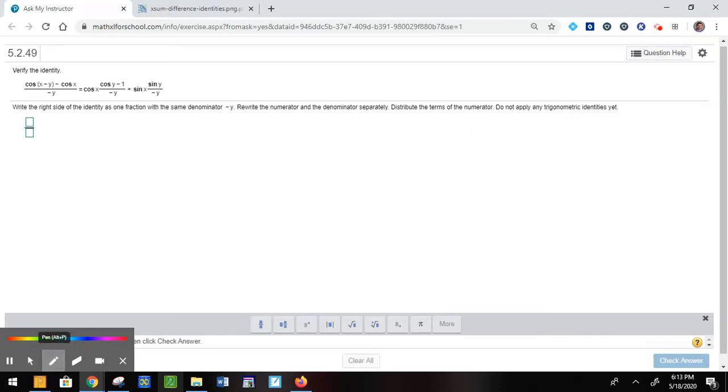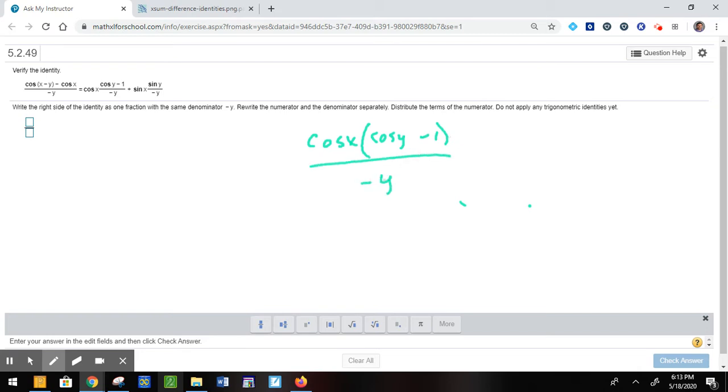So the first thing we need to do is add those fractions together. It's really just a matter of some fraction work here, where the cosine x on the first fraction, you're going to multiply into the numerator there. The sine x on the second fraction, you're going to multiply the numerator there. So for the first one, you've got cosine x multiplied by cosine y minus 1, all that over negative y.